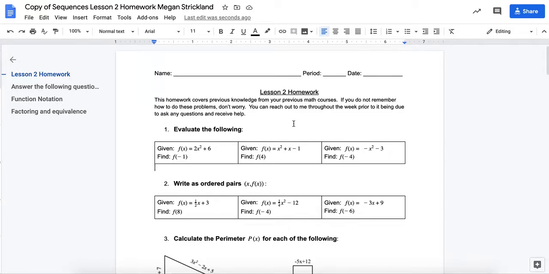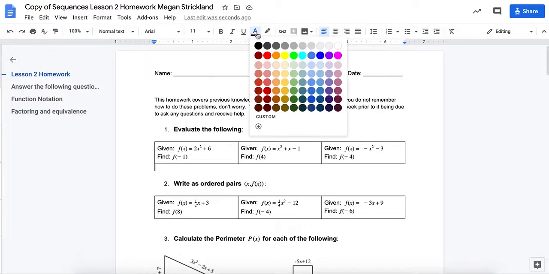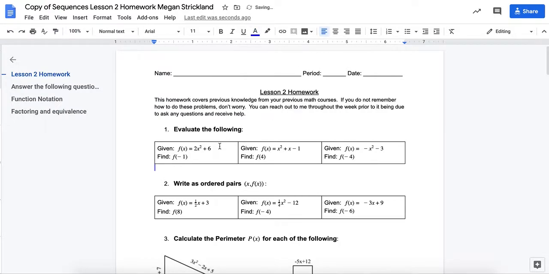So this homework is going to look very, very similar to homework number 1, but you'll notice that the level of problems, the difficulty of problems, is a little bit more advanced. So we take it up a step. Okay, so the first section is evaluate the following. So we're going to be plugging in this -1 into the x values.